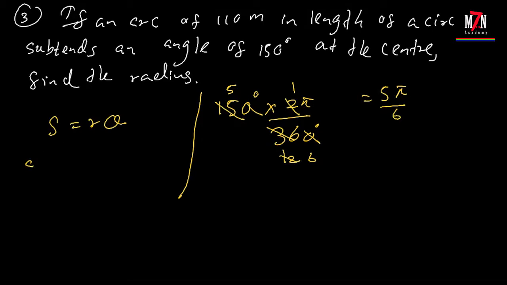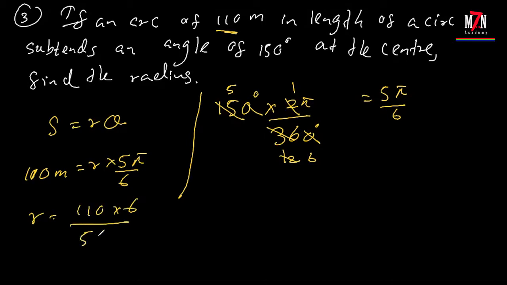Now you can find the radius because you know the arc is 110 meters and theta is 5 into pi over 6. So you can write r equals 110 into 6 over 5 pi, in meters. Further you can simplify this: divide by 5, then r equals 22 into 6 over pi. That's it.